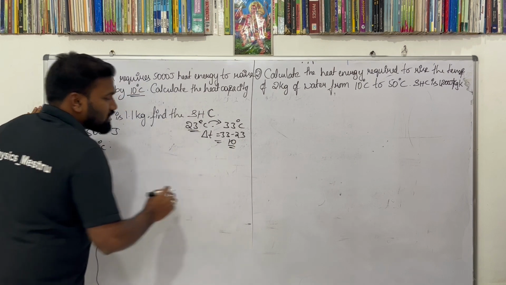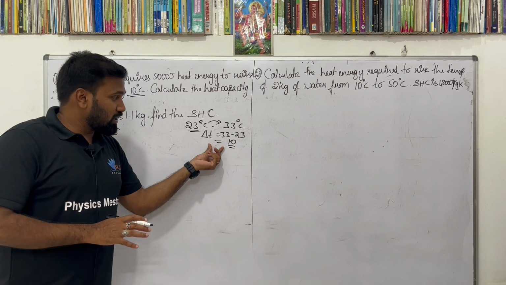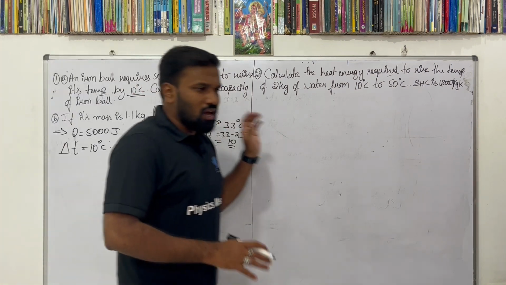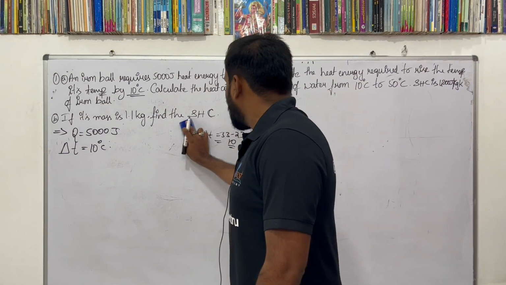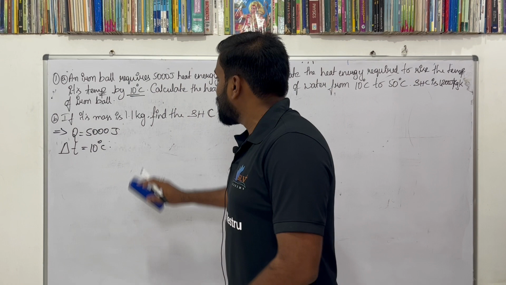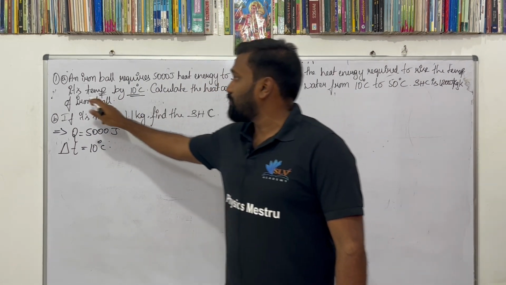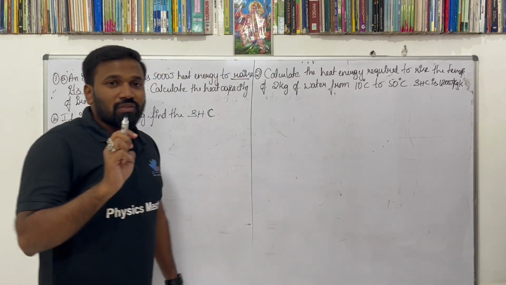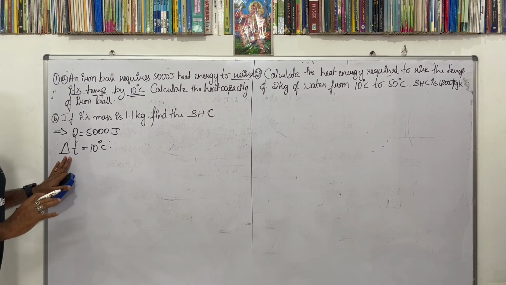But the 23 degrees Celsius is not given in the question; I am just explaining to help you understand the concept. No need to write all these things. If you just mention delta T is equal to 10 degrees Celsius, that is more than enough. We take it as delta T when the question uses words like raise the temperature or change in temperature.